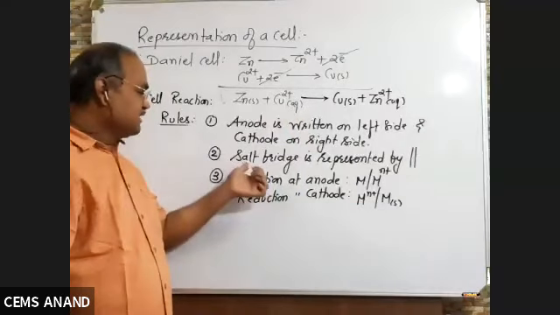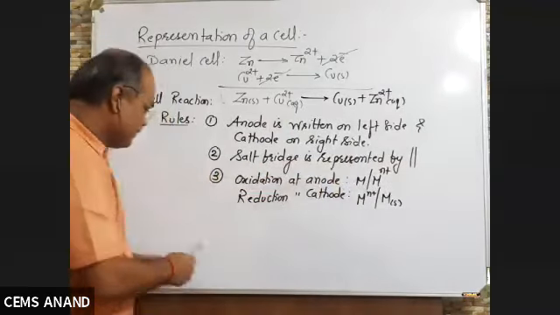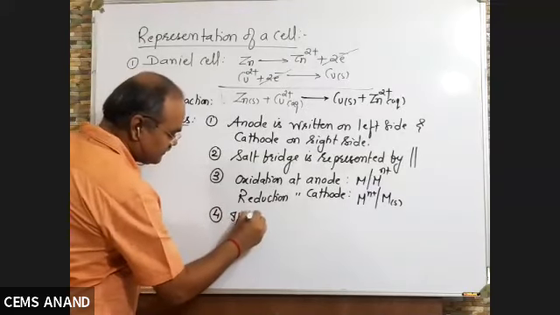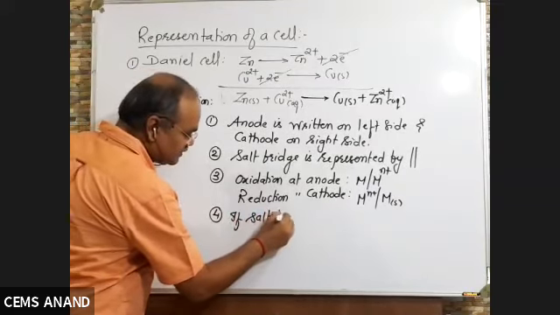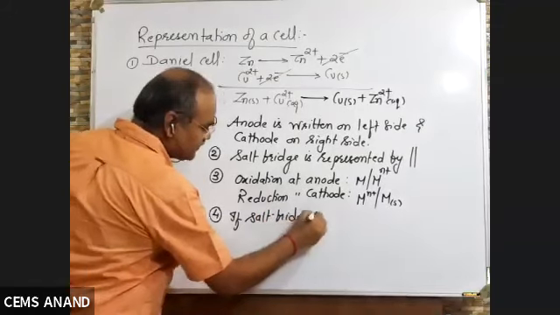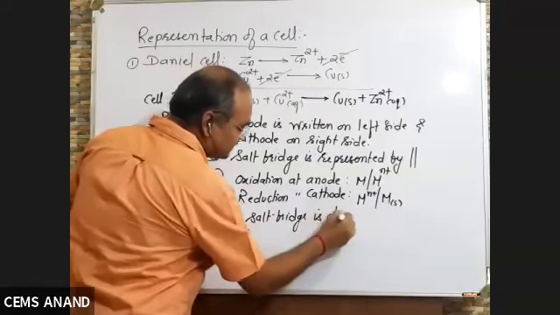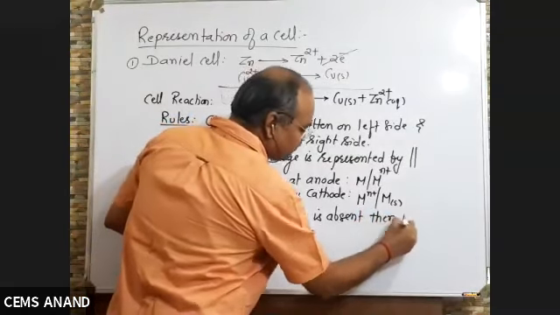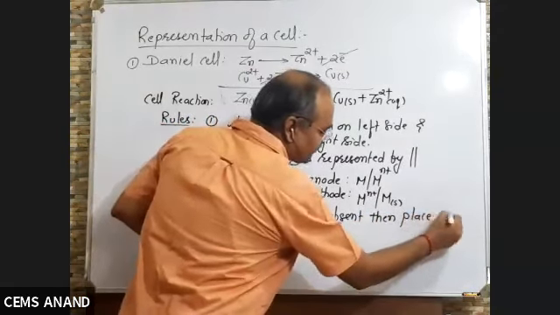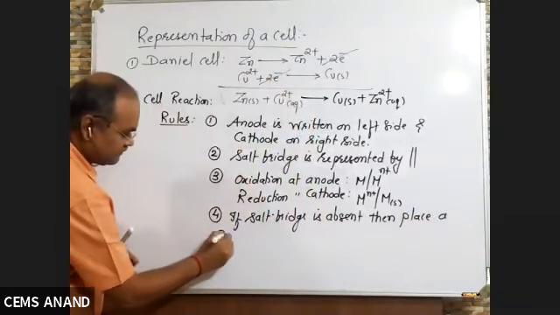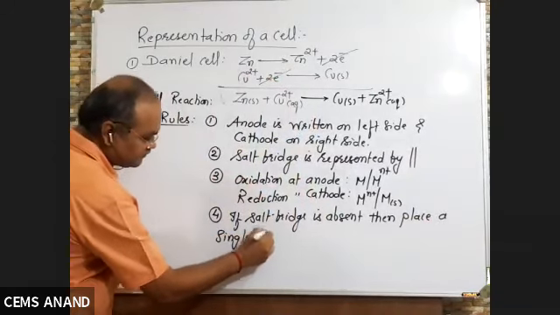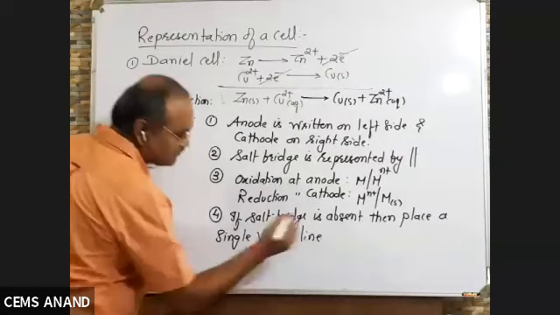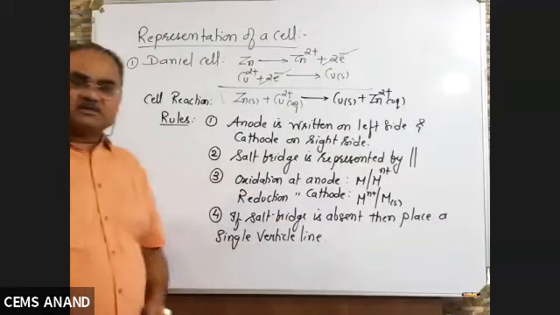Now some may ask, if the salt bridge is absent, then you can write a note. The fourth rule: if salt bridge is absent, then place a single vertical line. So these are the rules.